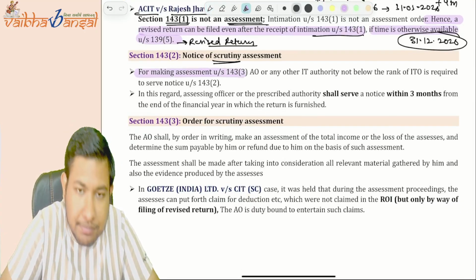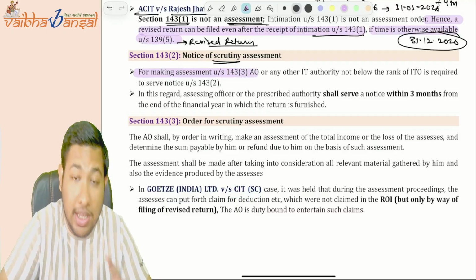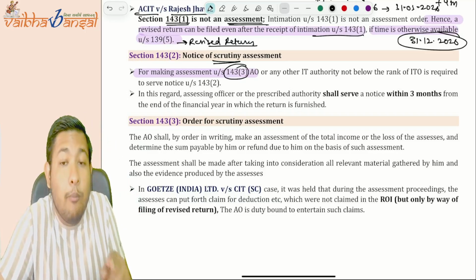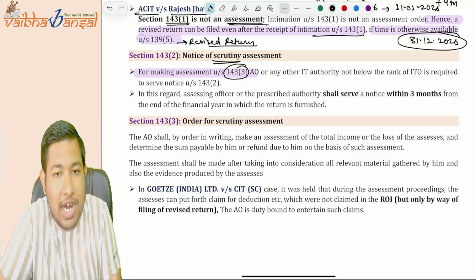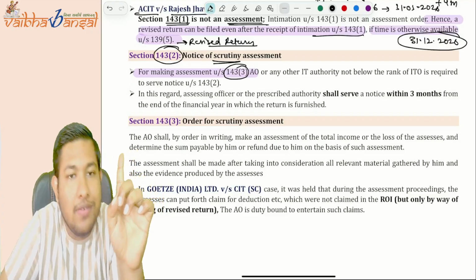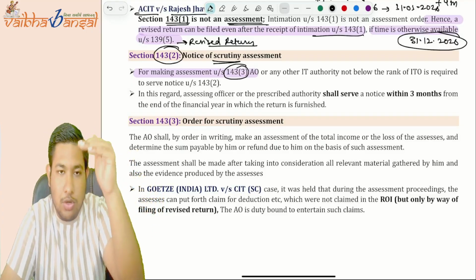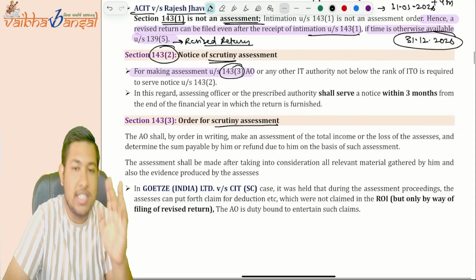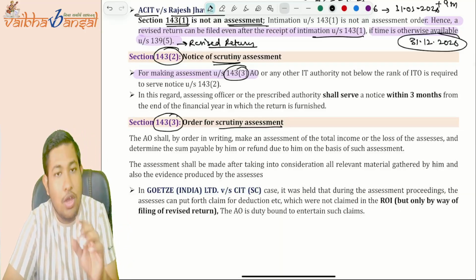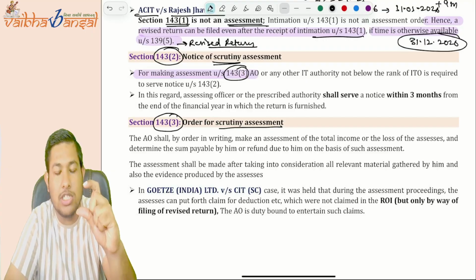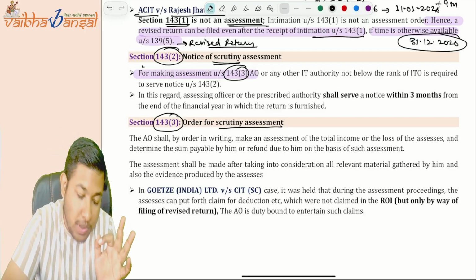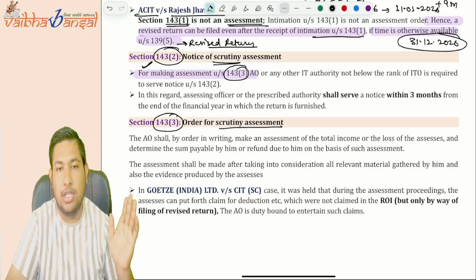Now see, assessment will be done under section 143(3). But for starting the assessment, you need to give the notice first. The notice will be given under section 143(2). So first the notice will come, and then the scrutiny assessment will start under section 143(3). For that scrutiny assessment, he needs to first give the notice to the assessee, and the notice should be given under section 143(2).